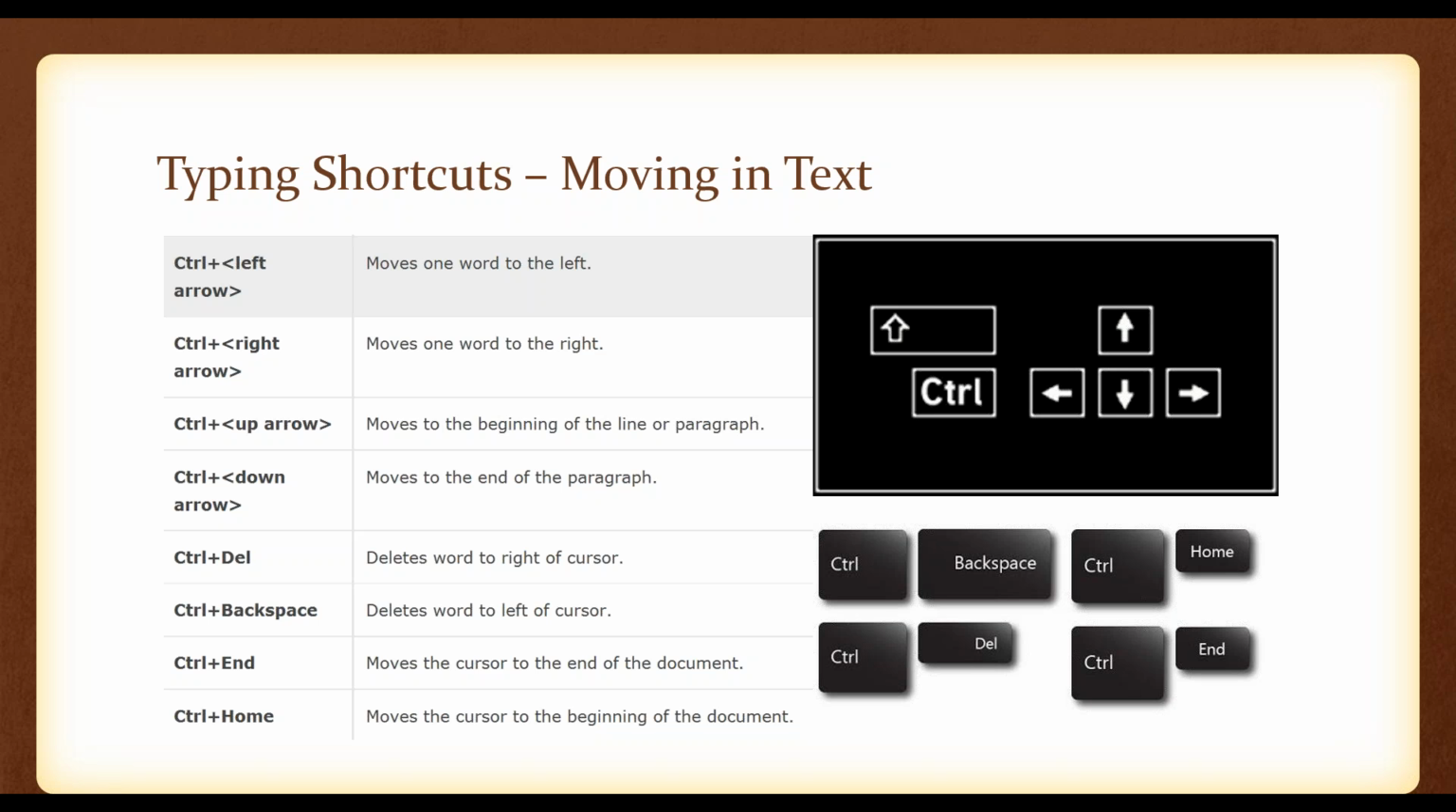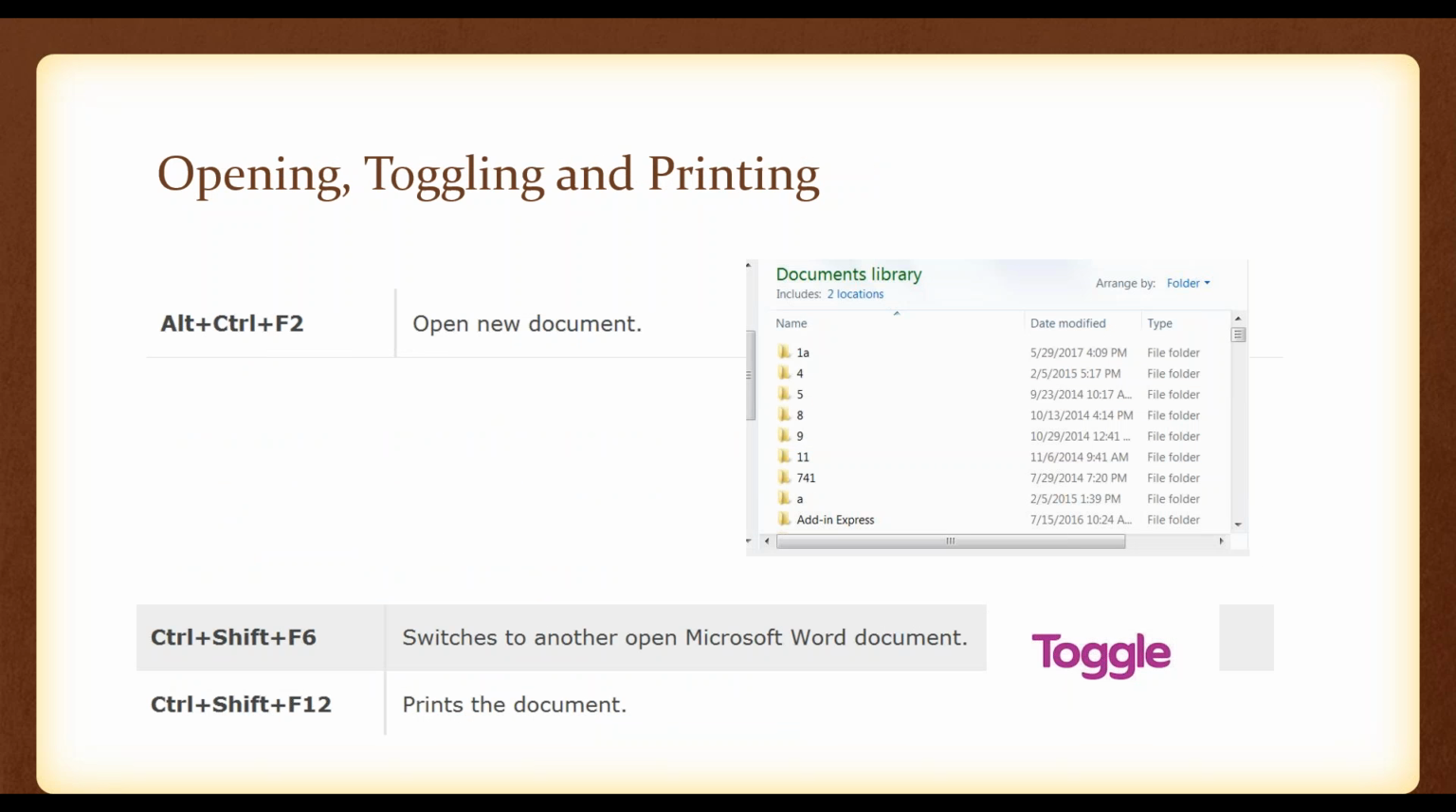Control end moves the cursor to the end of the document, and Control home moves you back up to the top. Basically, once you know these commands, then you start being able to add things like highlighting them and doing things like that, which become just routine after you've figured out how to move with arrows.